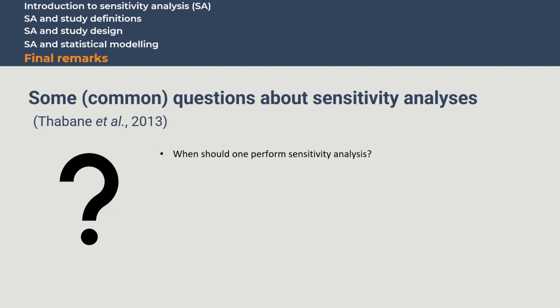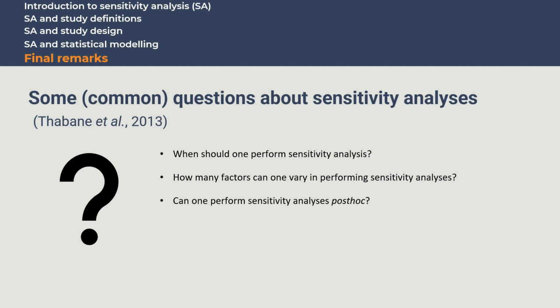Another question is, how many factors can one vary in performing sensitivity analysis? Ideally, sensitivity analysis can assess the impact of key elements either through a factorial design to evaluate individual and combined effects, or by varying one factor at a time. Another question is whether one can perform sensitivity analysis post hoc. It is advisable to document all planned and potential sensitivity analyses in the study's protocol and statistical analysis plan beforehand, although additional analysis may also be required and justified post hoc as unforeseen challenges arise.